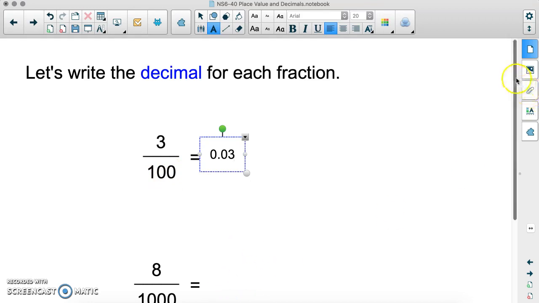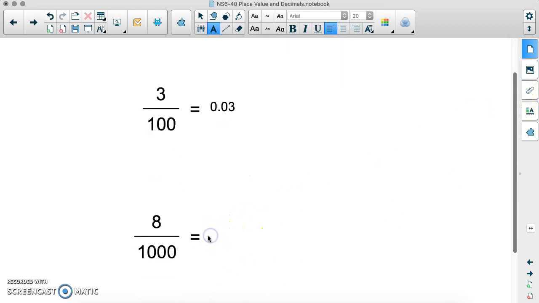When I'm talking about 8/1000ths, then my 8 needs to go into the thousandths place. So I'm going to have 0.008. The next place values after the decimal are tenths, hundredths, then thousandths.